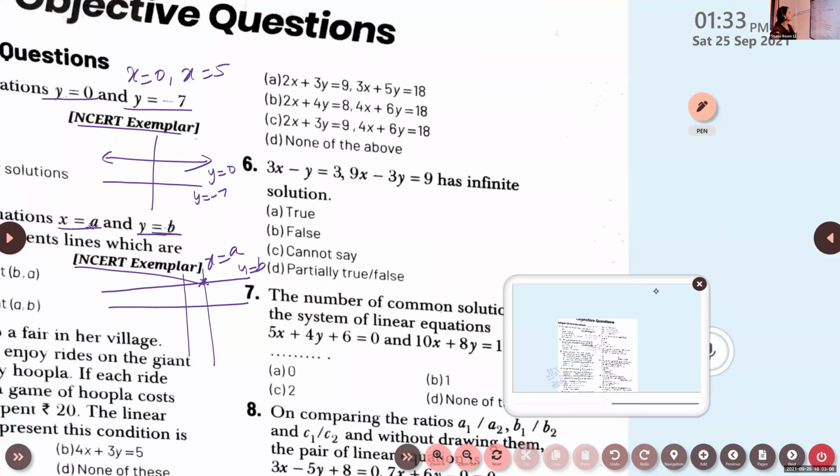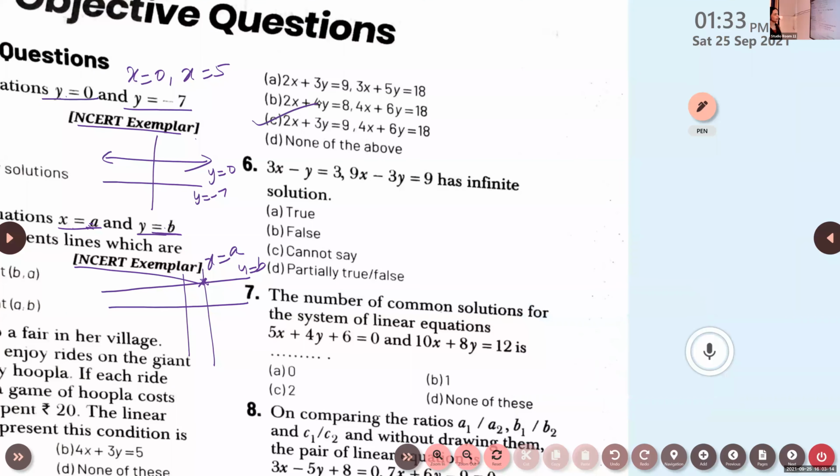So what is the answer? 2x plus, I think, C, isn't it? C. Now look at the next one, sixth one. 3x minus y is equal to 3, 9x minus 3y is equal to 9 has infinite solution.